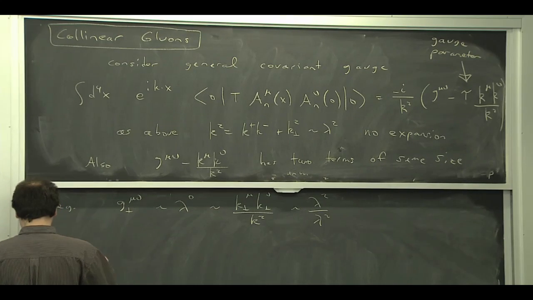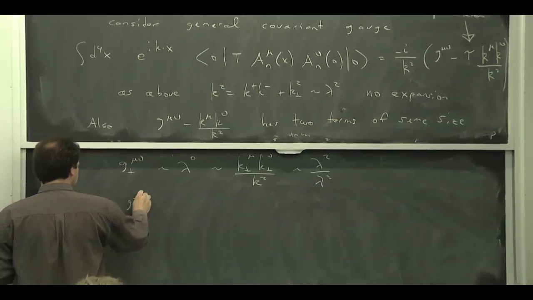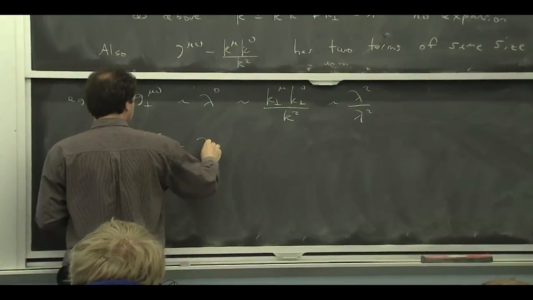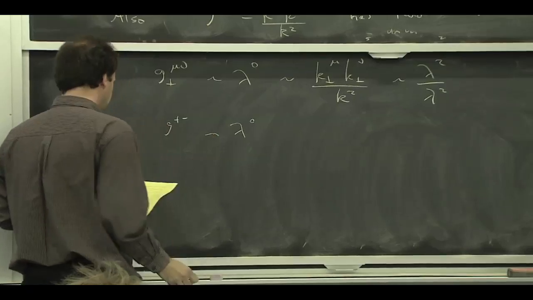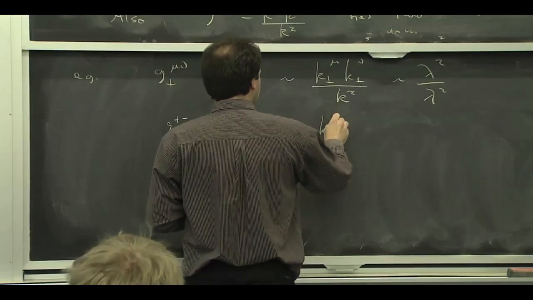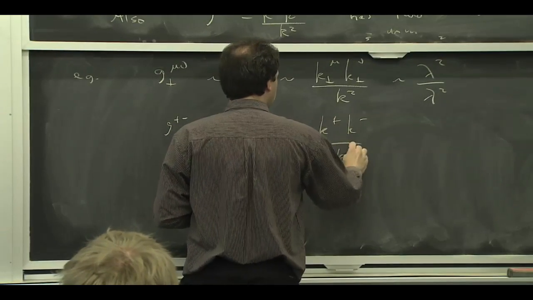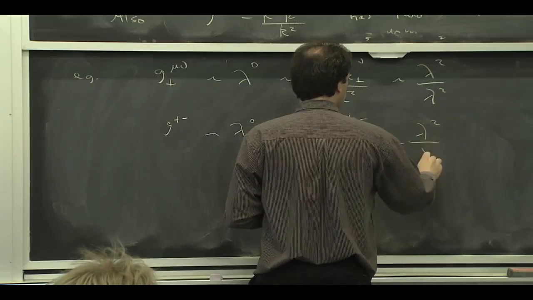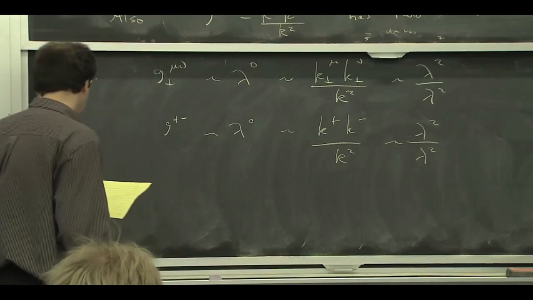You can do the same thing looking at, for example, g plus g minus. That's also 1, so lambda 0. Then you get k plus k minus over k squared. That's also lambda squared over lambda squared. So this is what I was saying, that the two terms are the same size.